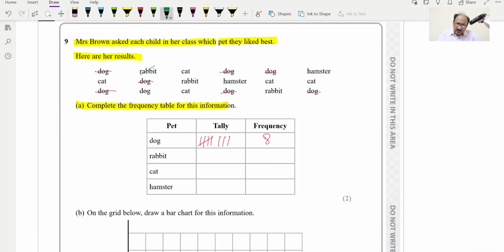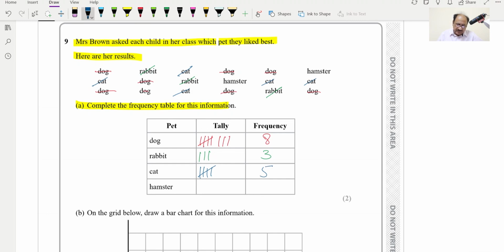Rabbit is 1, and we can provide over here 1, then 2 over here, and there is one more rabbit over here, and the tally will be 3. The frequency will be 3. Now next is cat, and for cat we can take 1 and 2, then 3. Tally we are completing 4, and this cat will be this one, and these are 5, so we can write here 5.